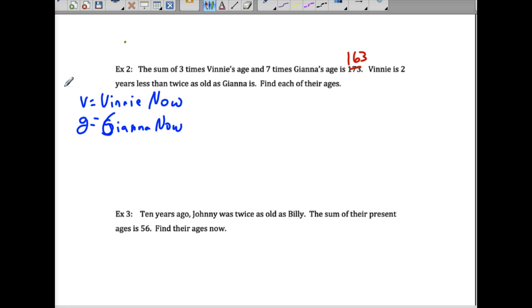So, let's write the equations. Read the first sentence. The first equation is very easy to write. Sophia, what's the first equation? 3V plus 7G equals 163. Perfect.